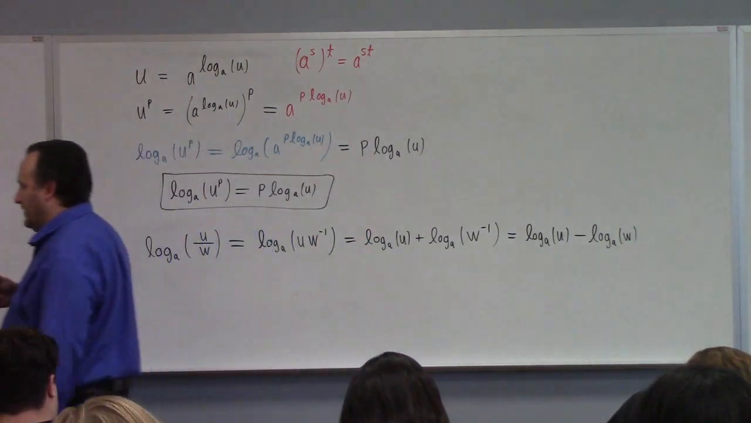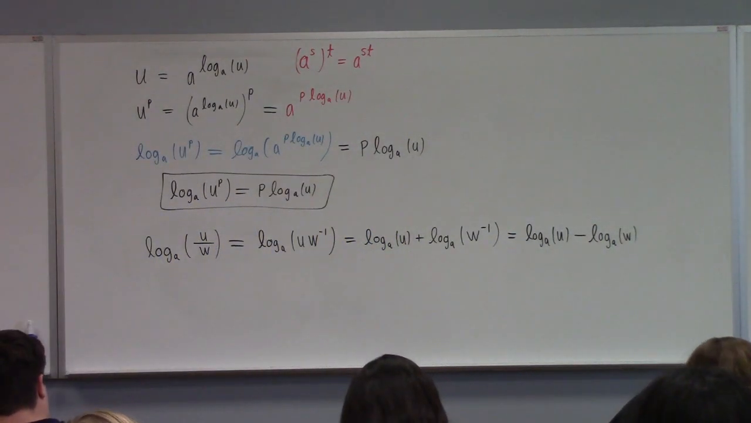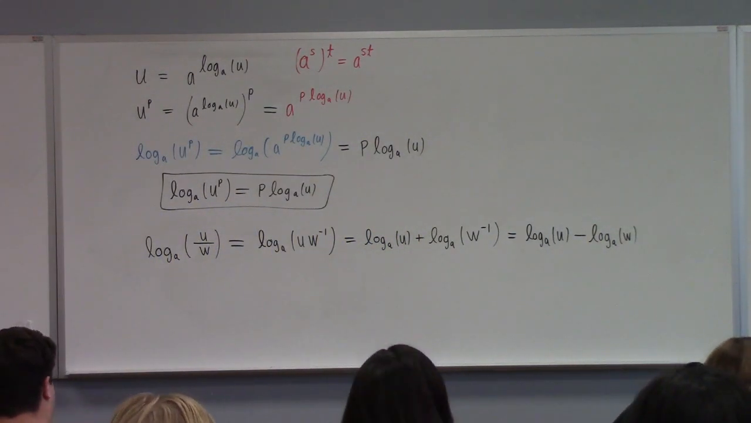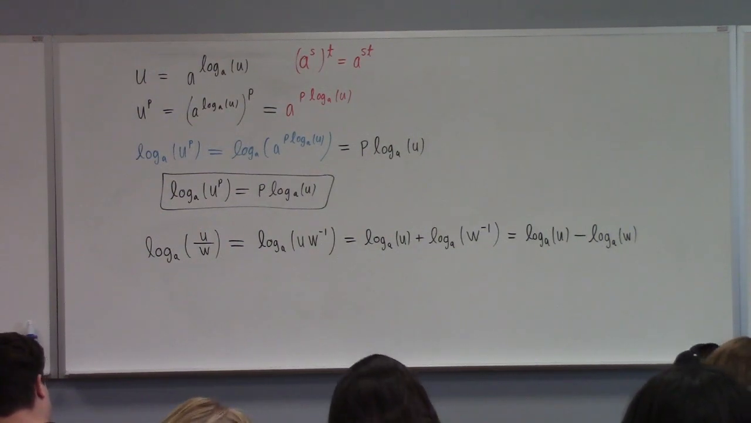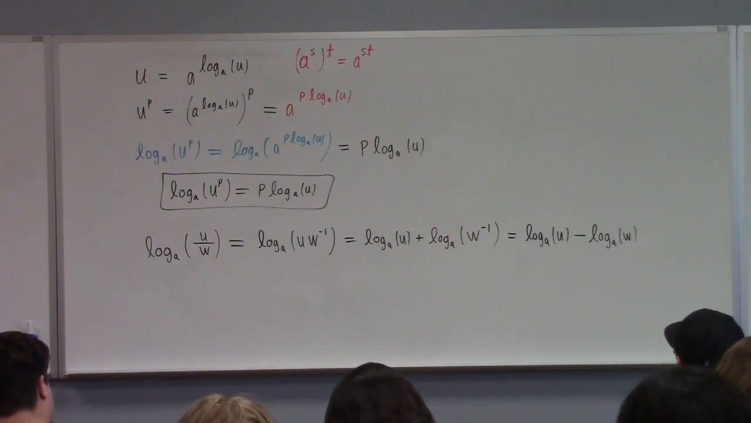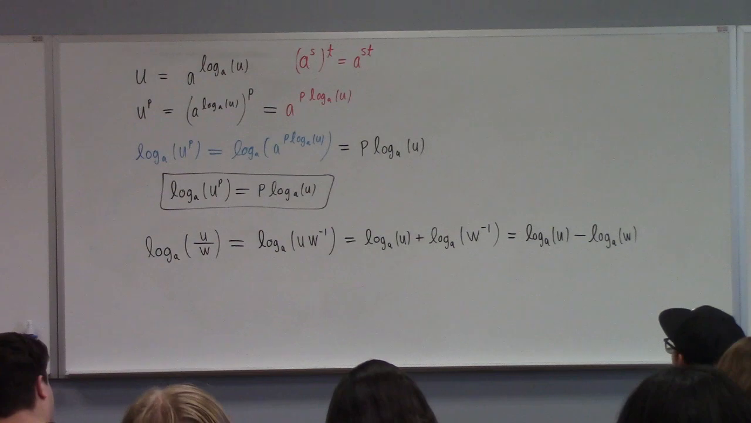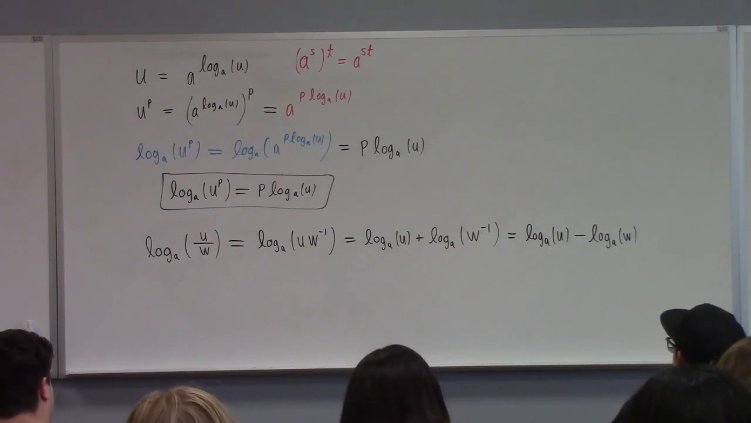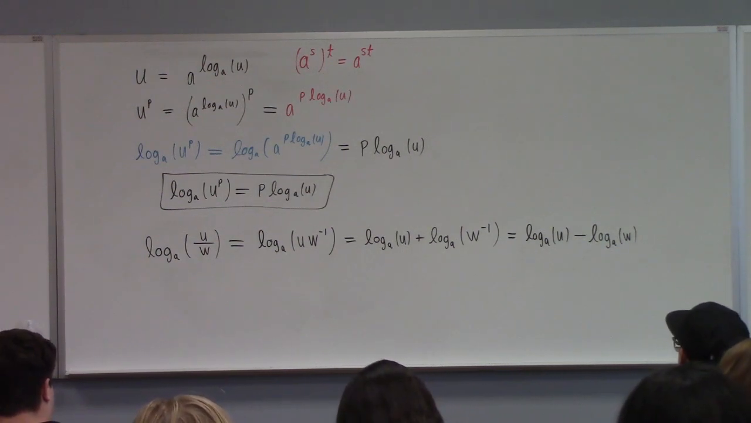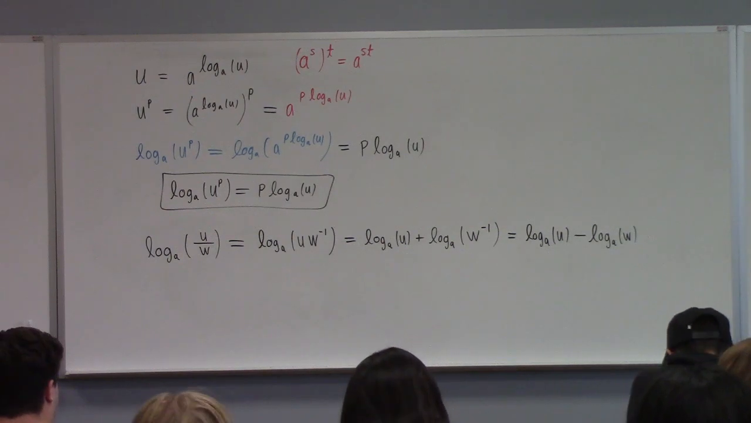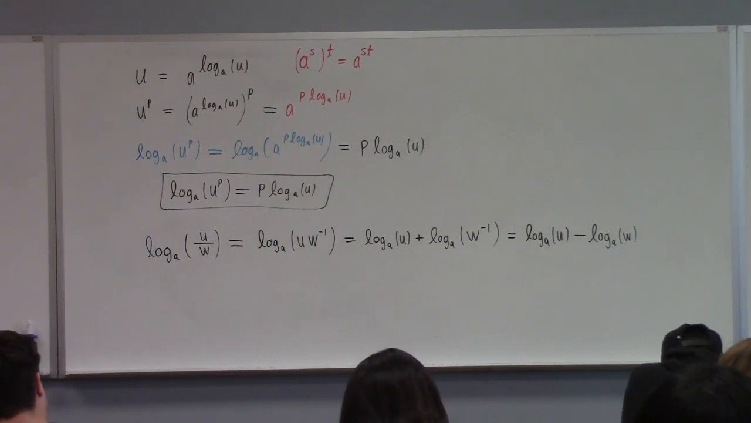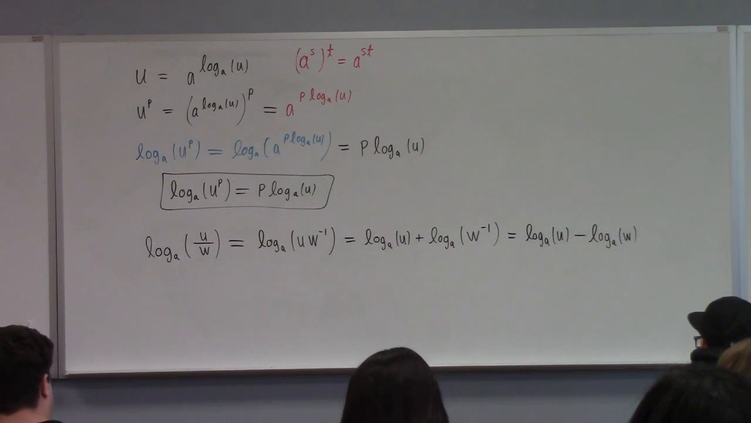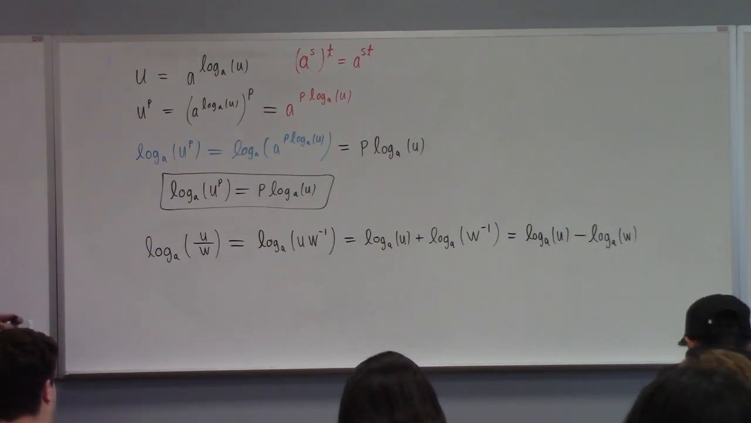So I'm just going to write them over here for reference. With the three log laws that we like to use: log base a of u to the power p is p log base a of u, and log base a of u over w is log base a of u minus log base a of w. Those are the three major laws of logarithms.